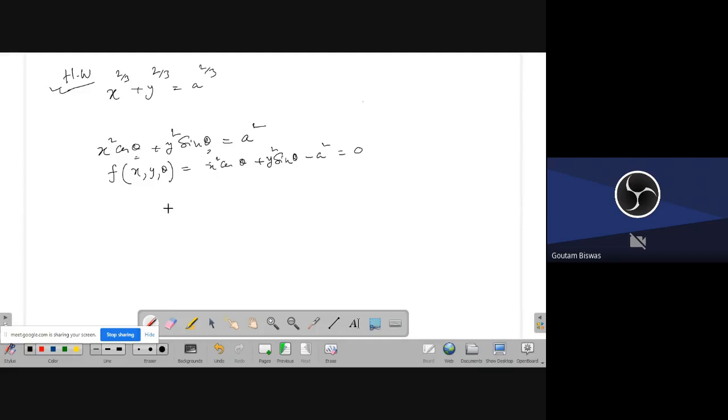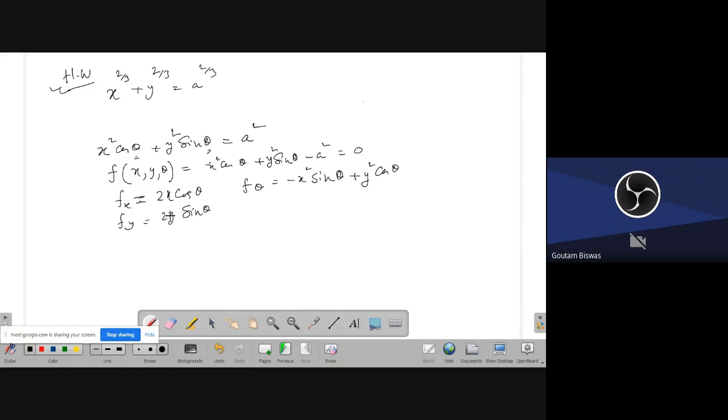So what is fx? Twice x cos theta. This is fx, the partial derivative with respect to x. Then what is fy? It is equal to twice y sin theta. What is f theta? It is equal to minus x square sin theta plus y square cos theta.